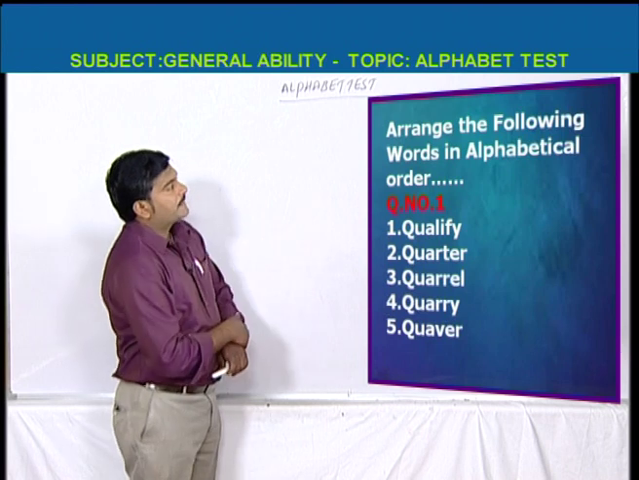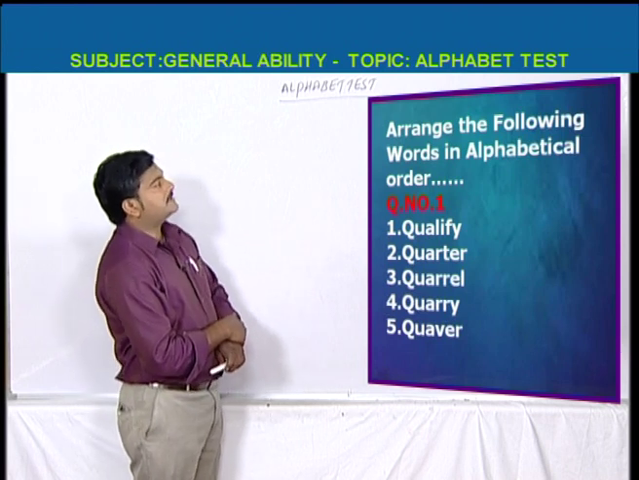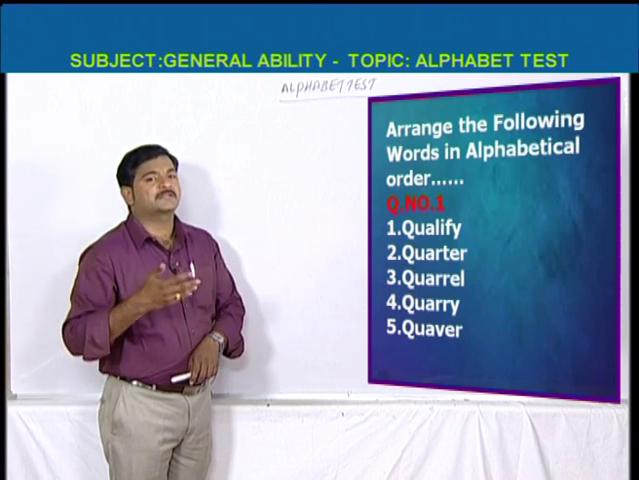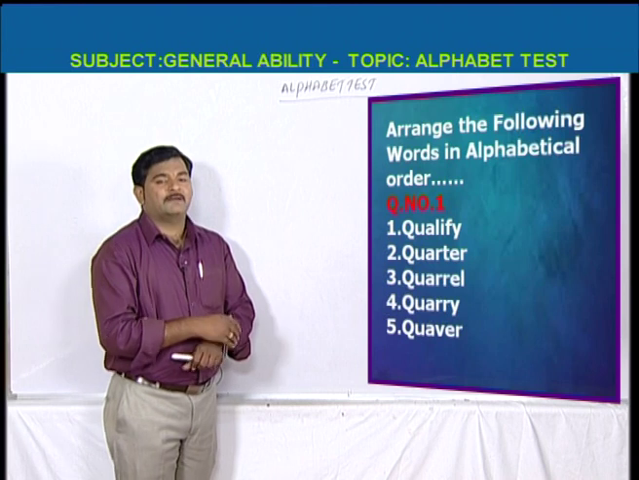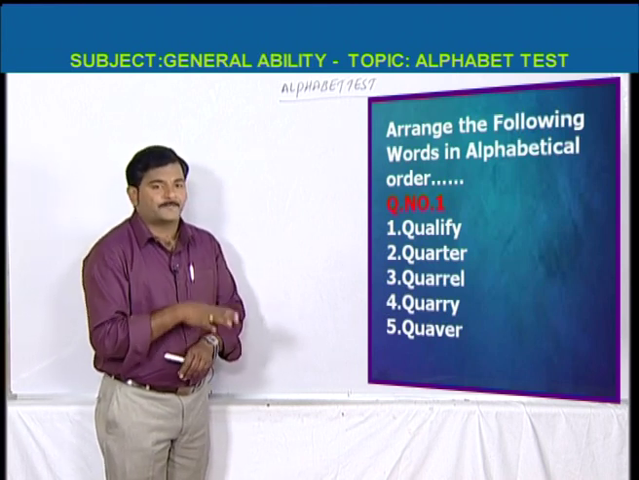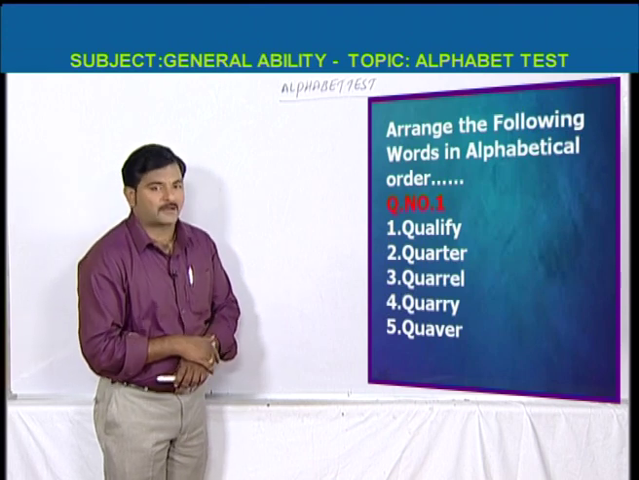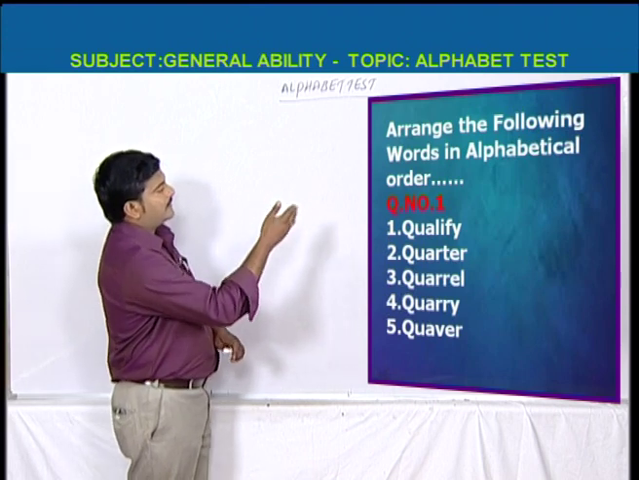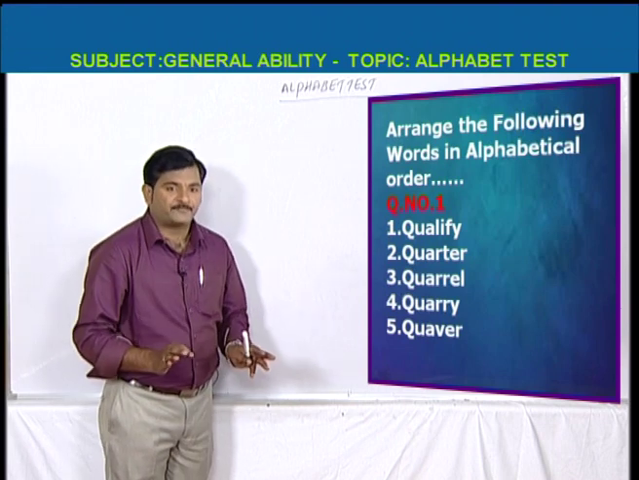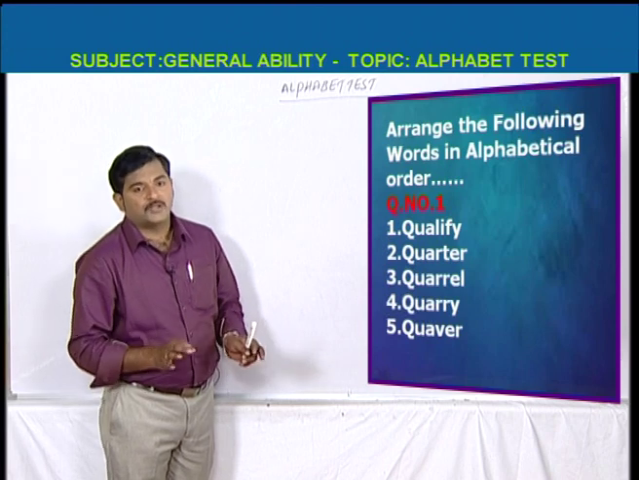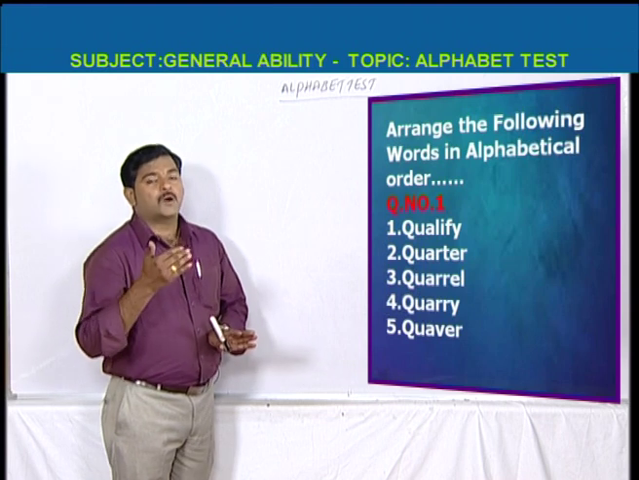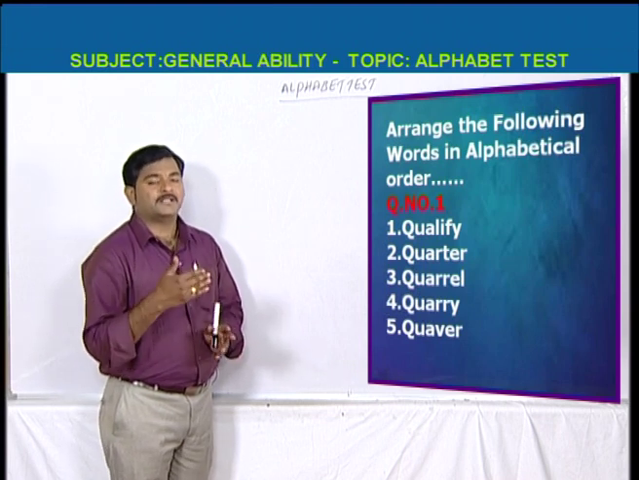Observe here. The first type is about arranging the given words in alphabetical order. He may give 4 words, 5 words or 6 words. Recently in our TSPSC examination, in the AE examination, this type of question was asked: arranging the given words in dictionary order. Here he has given 5 different words. The meaning is not necessary; you need not know the meaning or the pronunciation. Simply, you should know how to arrange the given words.